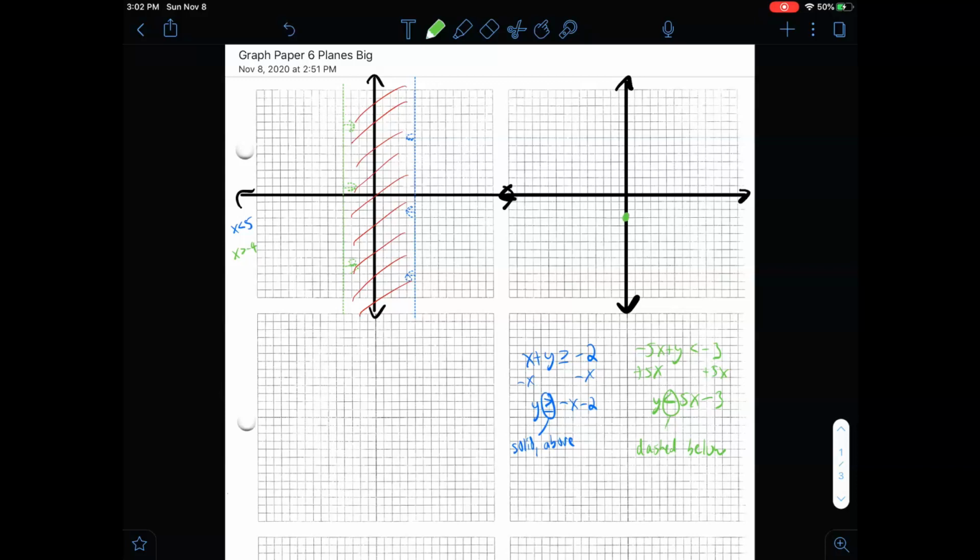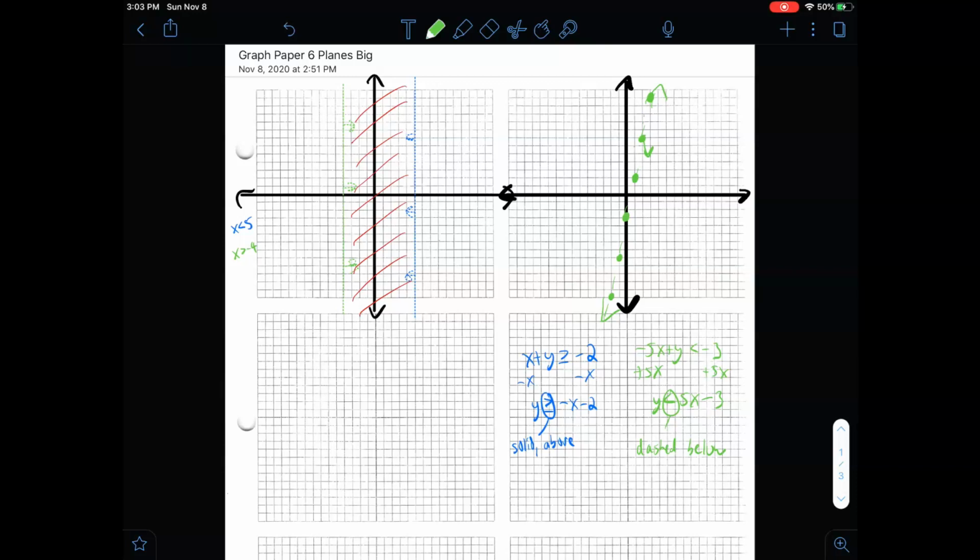First point we're going to graph is we're going to go down 3, put a point. Our slope is 5, so we're going to go up 1, 2, 3, 4, 5 over 1, and repeat. Also go down 5, left 1, and repeat. It's going to be a dashed line. And we're going to be shaded below, so draw a couple arrows going below.